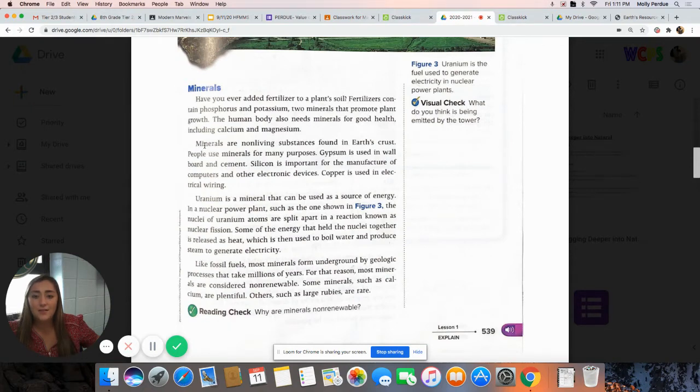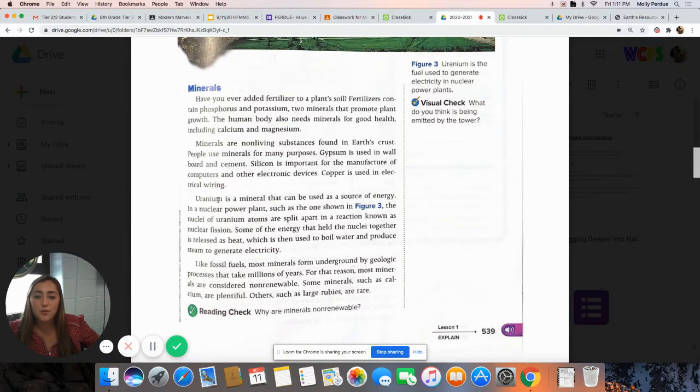Minerals are non-living, right? They're non-living substances found in Earth's crust. People use minerals for many purposes. Gypsum, that's another mineral, is used in wallboard and cement. Silicone is important for the manufacture of computers and other electronic devices. Copper is used in electrical wiring.